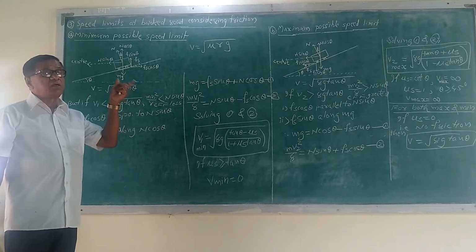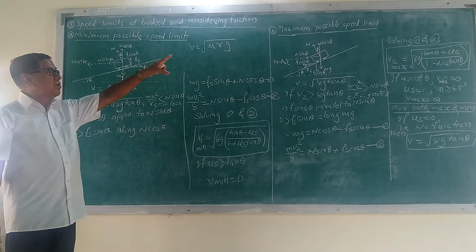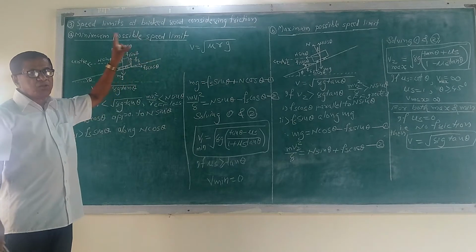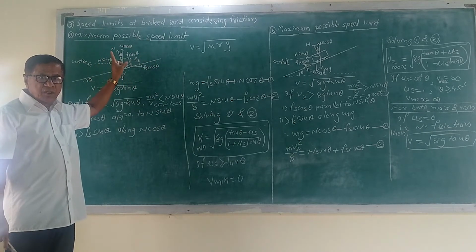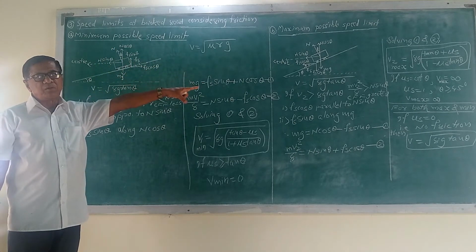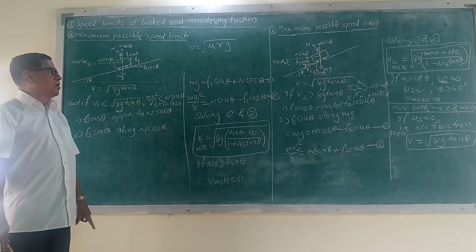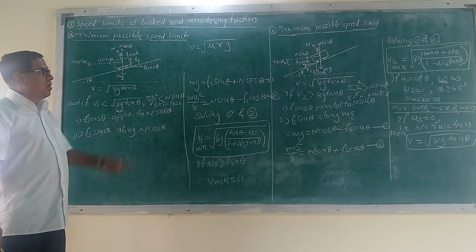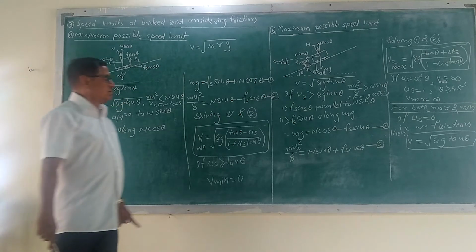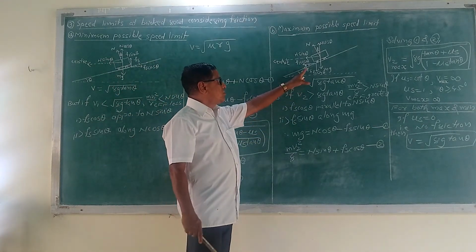Now in the second derivation, the maximum possible speed limit. This is the minimum possible speed limit, that one is important for us because we want the maximum speed limit. In the case of the maximum speed limit, having the same diagram but the friction is in the downward direction, this is the direction of the force Fs.